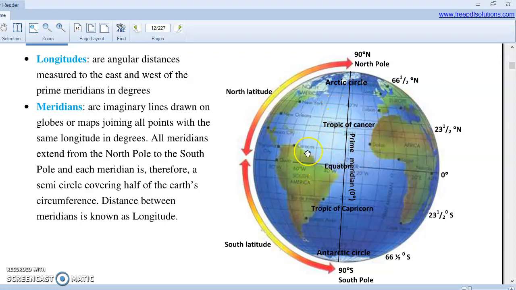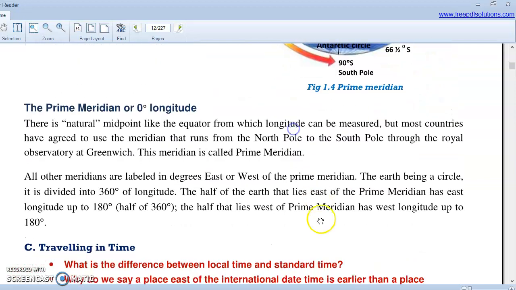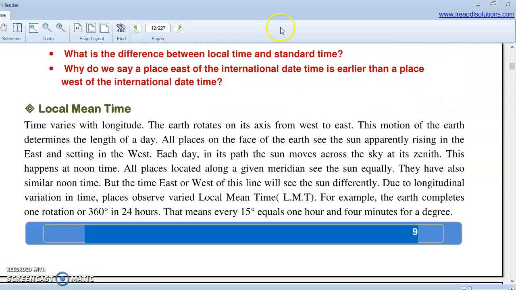The countries on that side see it at the same time. Those on the other side also see it at the same time, but the two of them don't see it at the same time. I hope that makes sense. They also have similar noon time, but the east or west of this line will see the sun differently, like I said. Due to the longitudinal variations in time, places vary in local mean time.